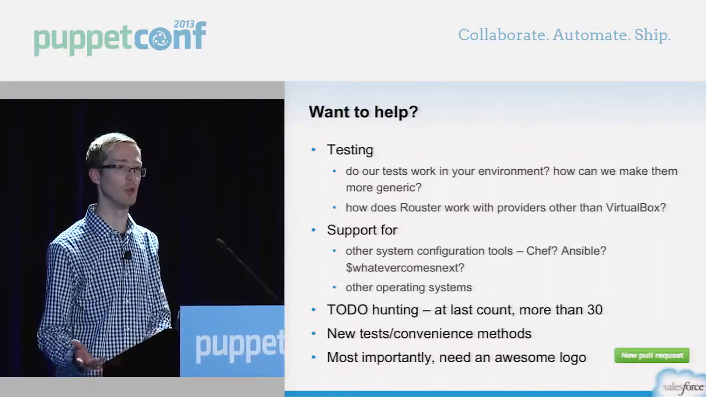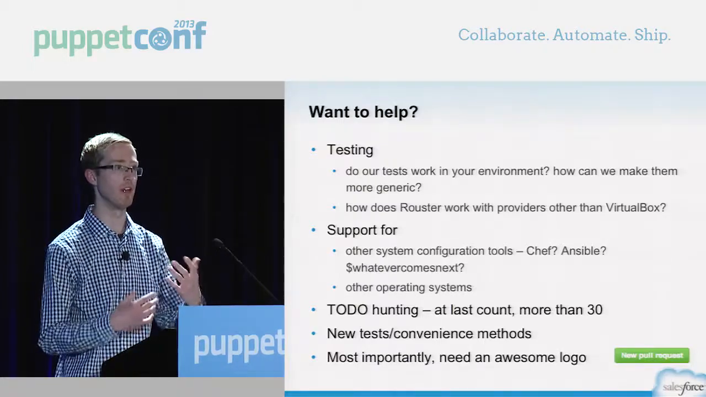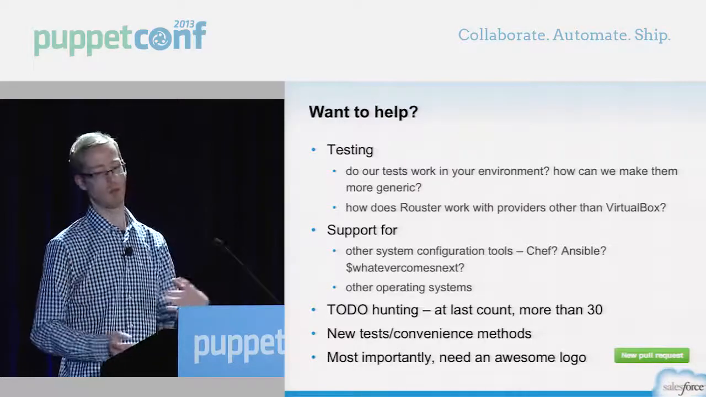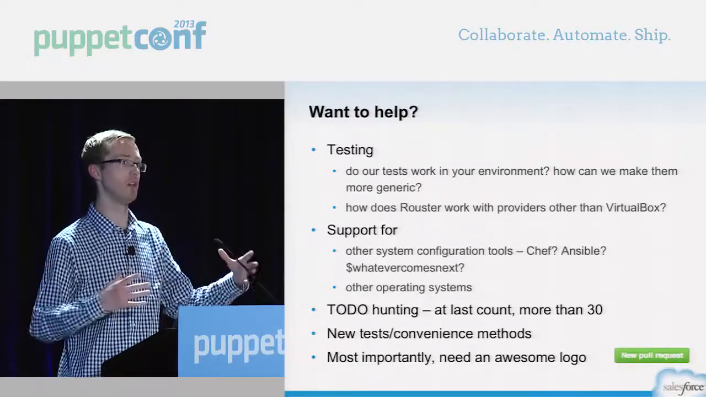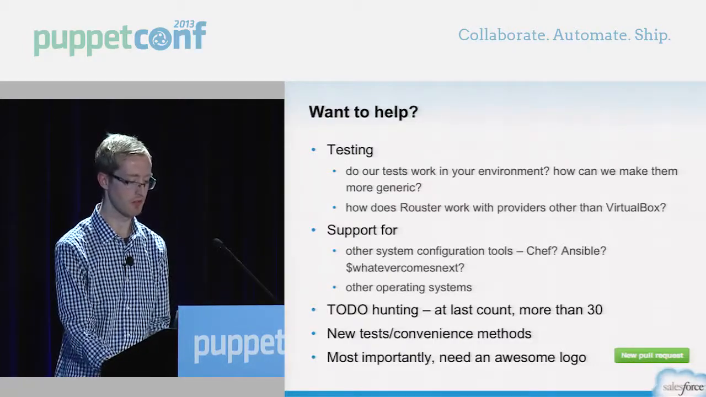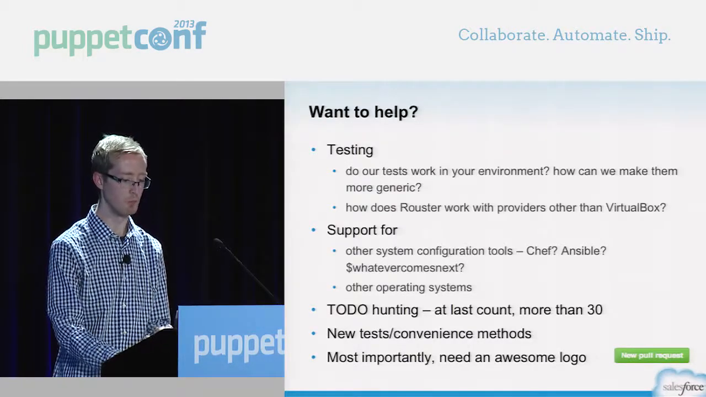There's at least 30 to-dos in the code base. None of them are super advanced. None of them are refactors. They're kind of, what does it look like on your system? What other information would you want here? So to-do hunting is another great way you can help.